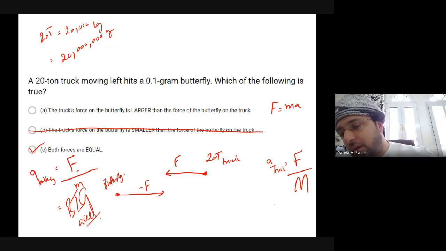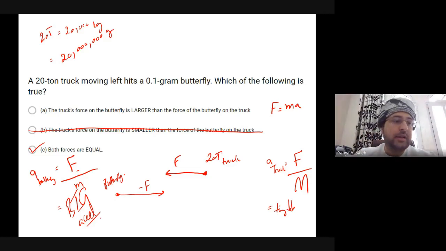Okay, so your acceleration is actually going to be very, very tiny. The acceleration of the truck is going to be something like minus 0.0000 something, so it's not even going to feel it. Although the forces are equal, their result is very, very different.